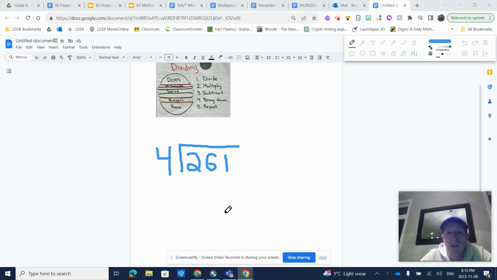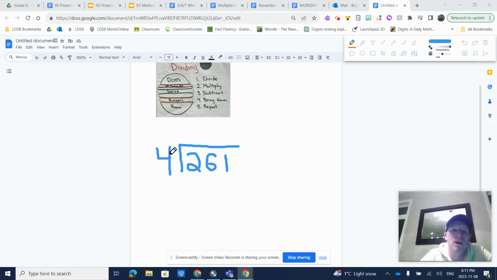All right, today we're going to learn how to divide. I've got the question 261 divided by 4. So how many times can 4 go into 261? I've got this chart up in class that says, "Does McDonald's serve burgers raw?" Each letter of this stands for a different step we're going to do. So we've got divide, multiply, subtract, bring down, and repeat.